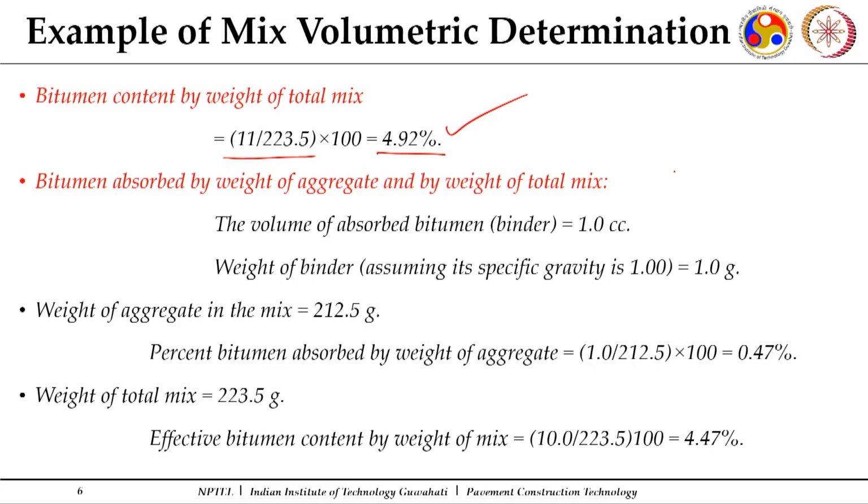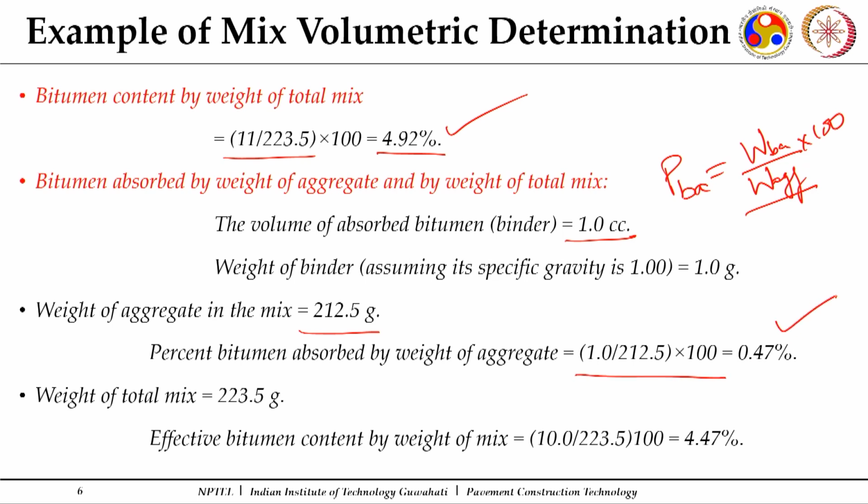Now, if one asks what is the binder which is getting absorbed in the aggregates, that is PBA, because it is with respect to the weight of binder absorbed upon the weight of aggregates, since this percentage is with respect to the aggregates. Here the binder absorbed is 1 and the weight of the aggregates is 212.5. So, the binder which is getting absorbed in aggregates comes out to be 0.47%. So, this gives an idea of what we are doing there.